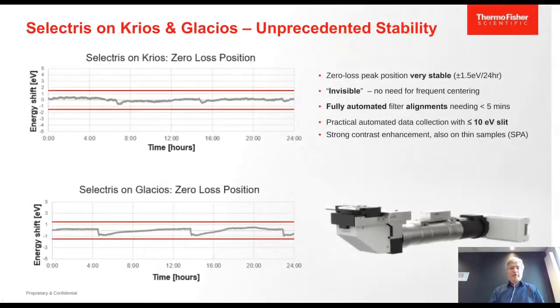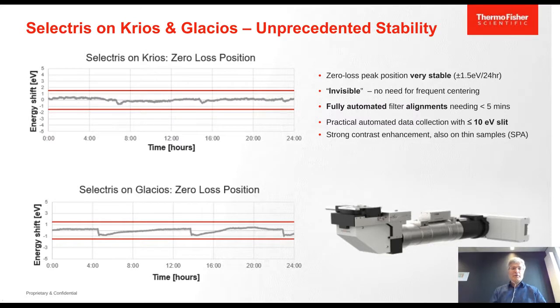But first, again, some extra information with respect to the selectors. I already mentioned that this is a very stable energy filter in terms of the zero loss position and behavior over a longer period of time, which of course is important if you want to do long enduring experiments. In these two graphs, you see the actual measured performance of the selector stability on the Krios and on the Glacios. And you see that the measured behavior of the zero loss position is very well within our specification of plus or minus 1.5 electron volts, which you measure over a period of 24 hours.